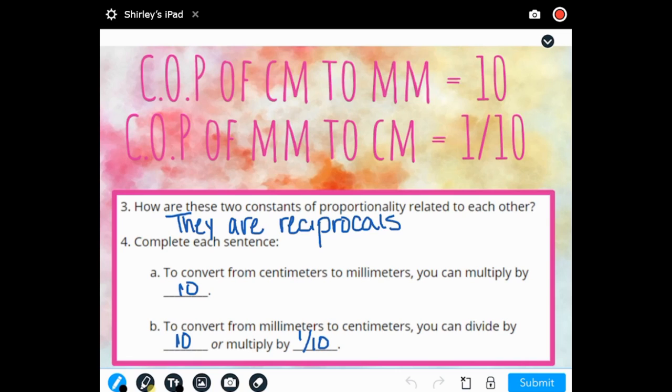So to fill in your blanks, you should notice that to go from centimeters to millimeters, you're multiplying by 10. And then for question B, if I'm going the other way, I can divide by 10, right? If I'm going backwards from multiplication, I can divide by 10, or dividing by 10 and multiplying by 1/10 is the same. Again, so you can see that.